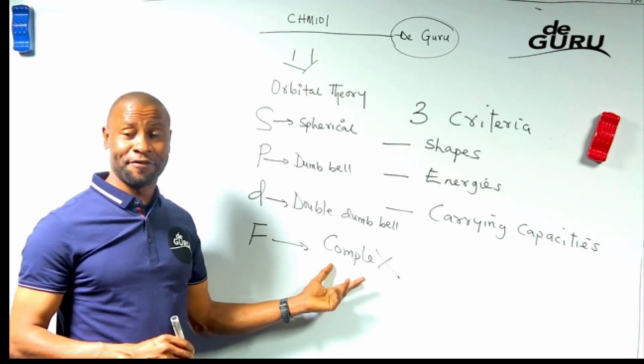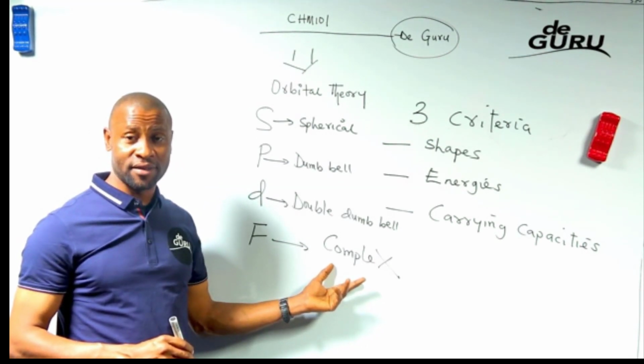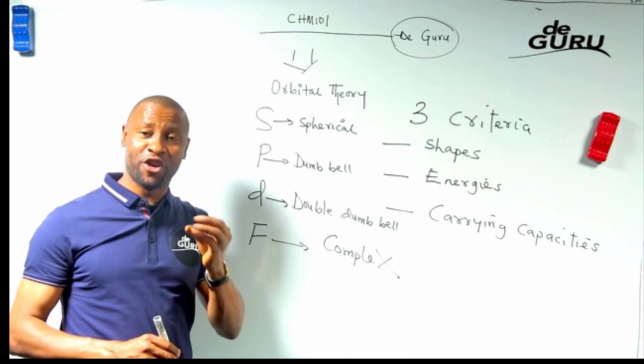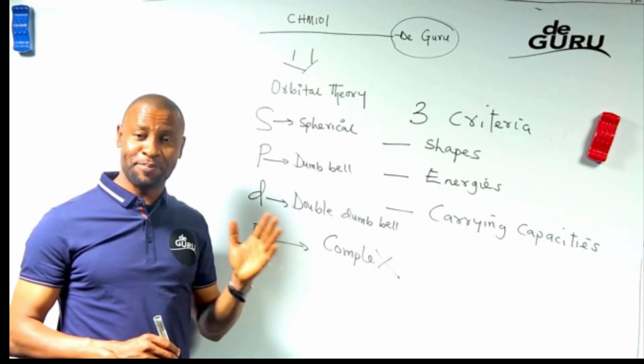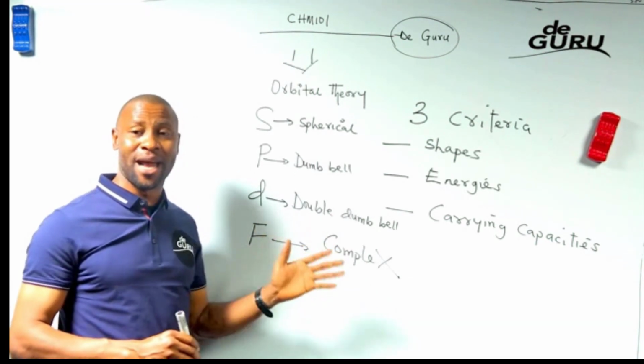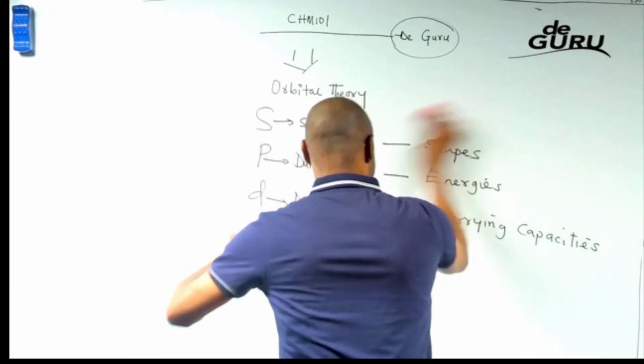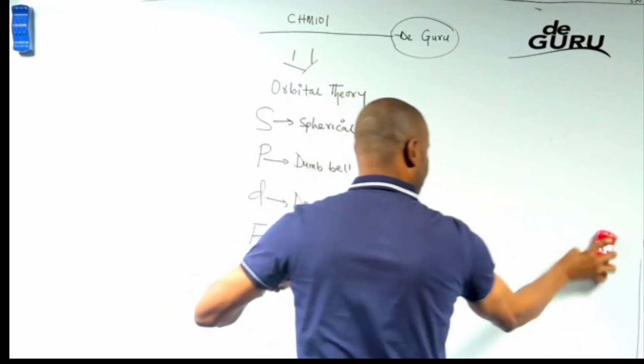What are we using to classify? The shape of these orbitals. They vary in their shapes. They differ in their shapes. So that can stand as a major yardstick for their classification as S, P, D, or F: sharp, principal, diffuse, fundamental. That is classification based on shape.